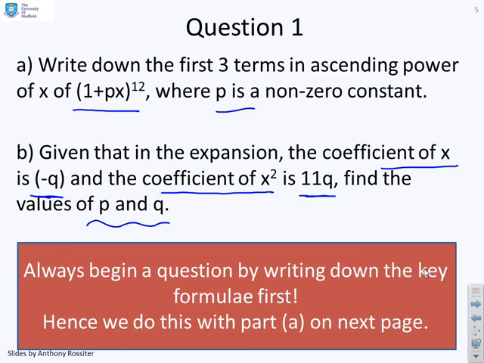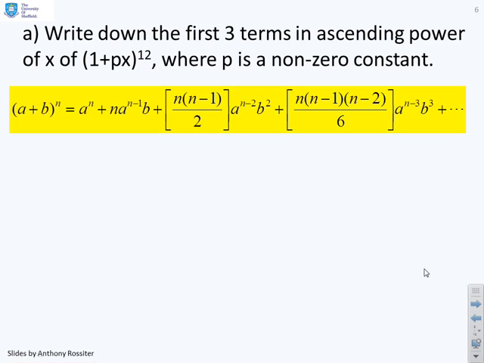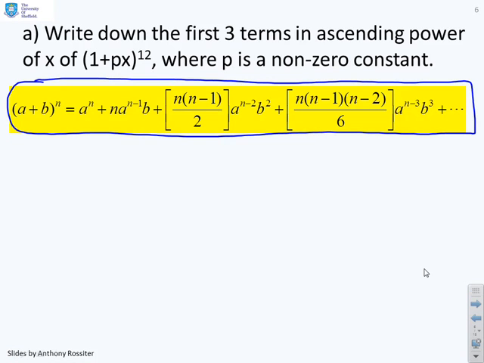Well, a reminder of the technique. The first thing you do is write down the key formula you're going to use. Before anything else, before you start, write down the formula first. So that's what we're going to do. You'll see I've repeated part A, which is just find the first three terms, and what I'm going to do is write down the formula that I know. Write it on the exam paper before you go any further.